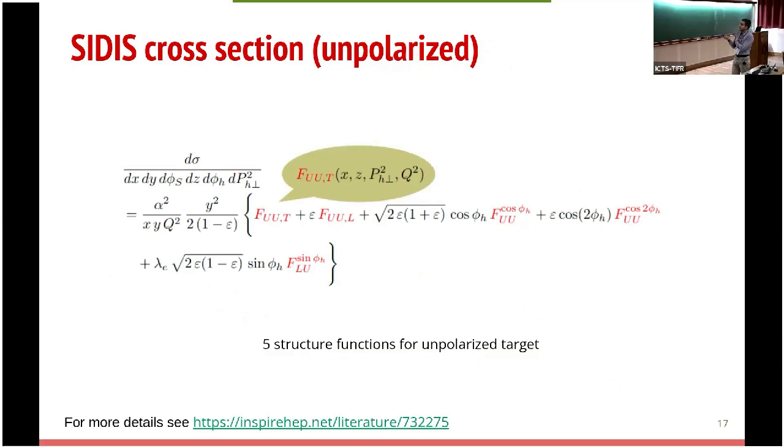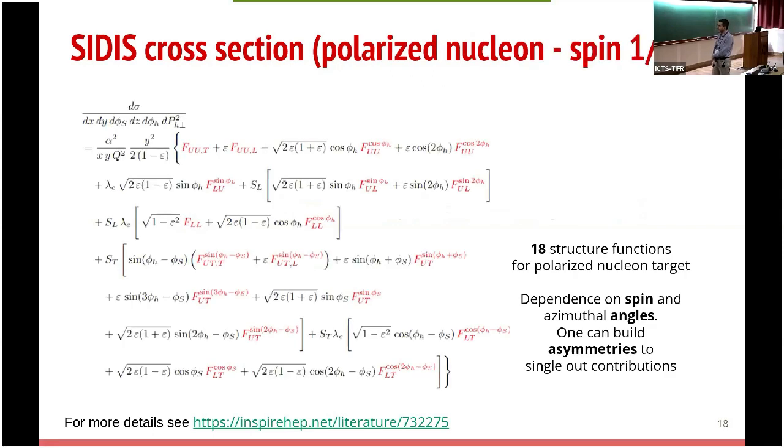So this is the cross-section. As I said, you are differential in Z and in the transverse momentum of the detected hadron. So that means that the structure functions are also sensitive to the transverse dynamics, okay? And here is where we are gonna find the transverse momentum distributions. If you polarize the target, if you polarize the nucleon, you don't have only 5, but you have 18 structure functions. So you see that the description is much more involved compared to the DIS case.